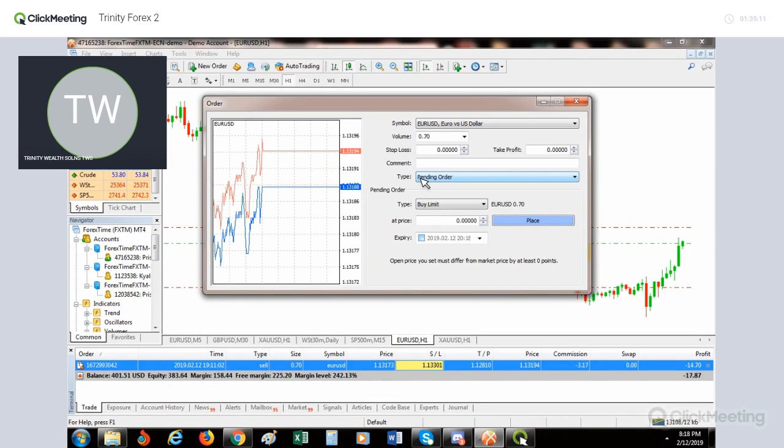pending order. When you click on it, it gives you options to select the kind of pending order you want to place. Under the type, there is a drop down. You click on it, it gives you the 4 options we discussed: a buy limit, a sell limit, a buy stop, or a sell stop. Because our market, you're saying, is a bearish market, we want a sell stop.